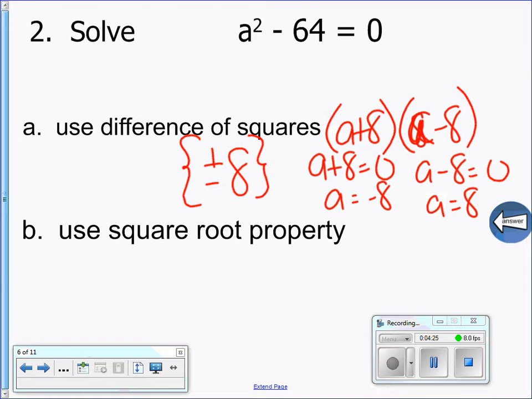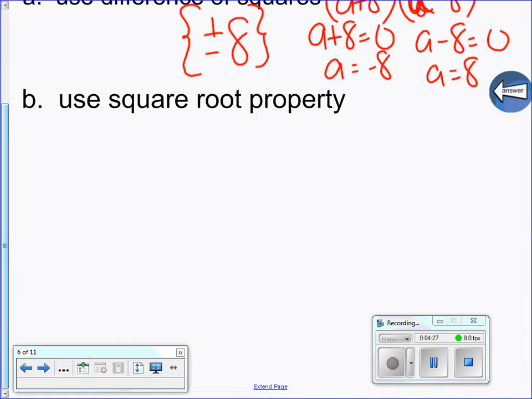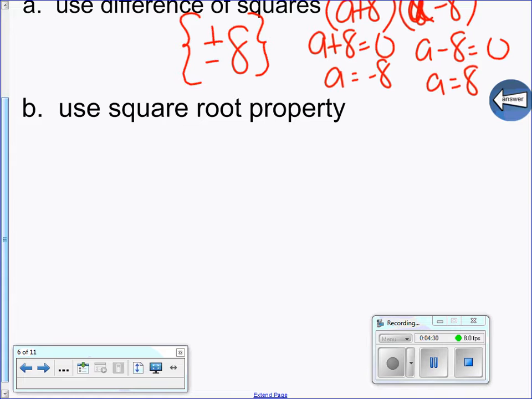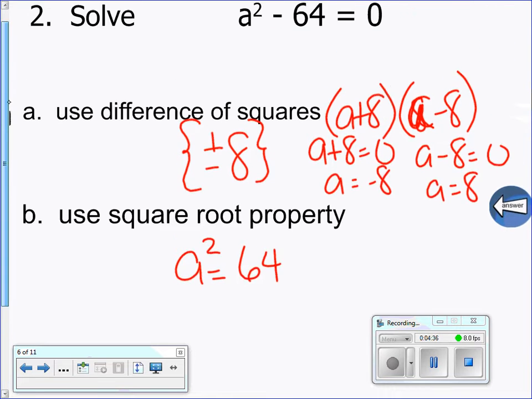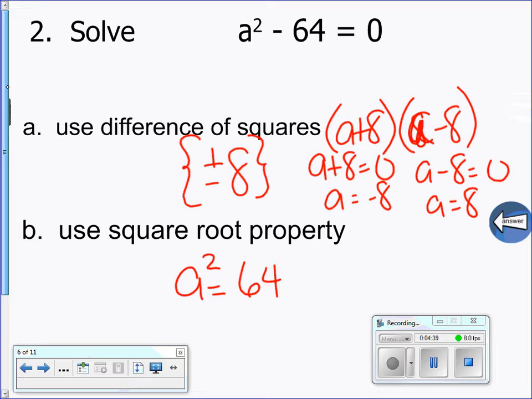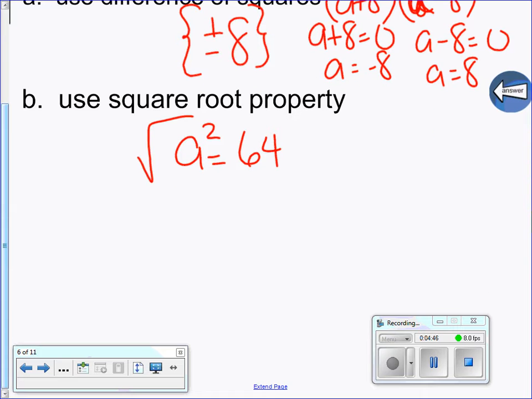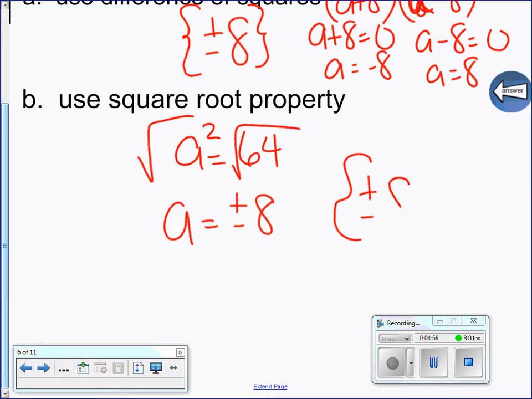If I do the same thing using the square root property, I would first have to change it and make it so that 64 is on the other side. So a squared equals 64. It did say a squared minus 64 equals 0, so all I've done is add 64 to both sides. Then I take the square root of both sides, and I get a equals plus or minus 8. So that's my solution, plus or minus 8.